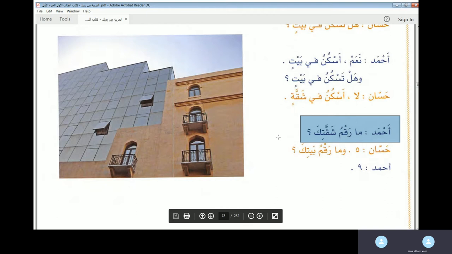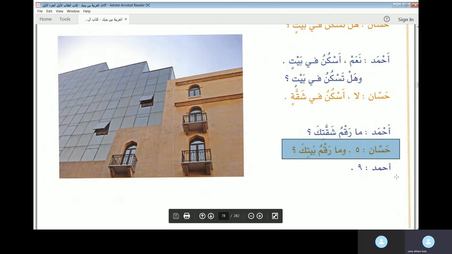Ma raqmu shaqqatika? What is the number of your apartment? Okay. Wa ma raqmu baytik? 5. And what is the number of your house? 9. Thamaniyah is 8, right? Tis'ah, 9 means tis'ah.